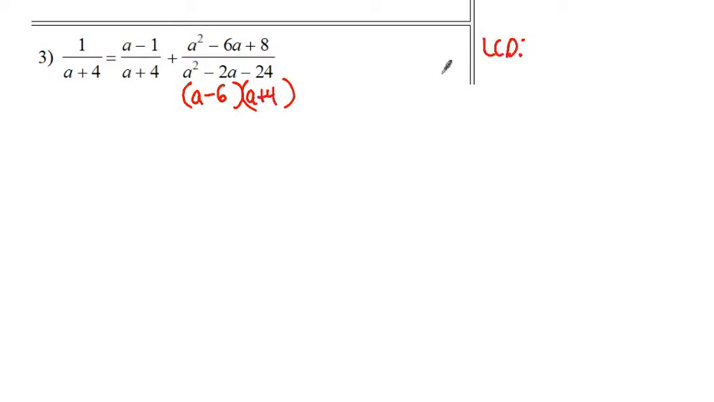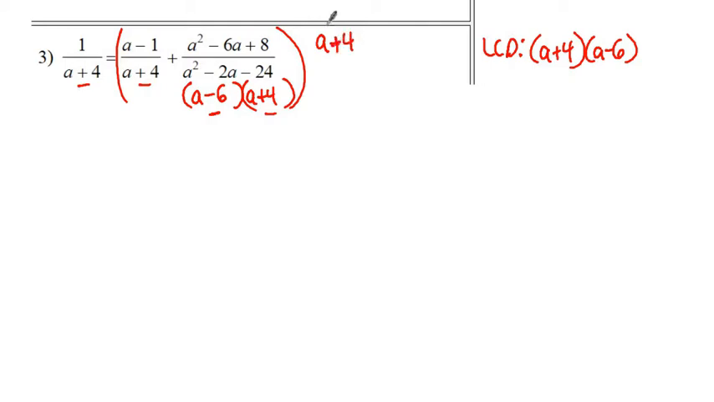And then our least common denominator, well, clearly we need an a plus 4 because all of those have a plus 4 in them. And we're also going to need an a minus 6. So that will be our least common denominator. That means that's what we're going to multiply everything by. So that should be an a plus 4 times a minus 6. And on the other side, the same thing. We're going to multiply by a plus 4 times a minus 6.